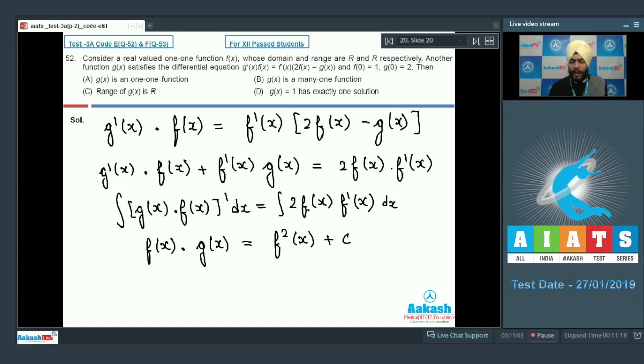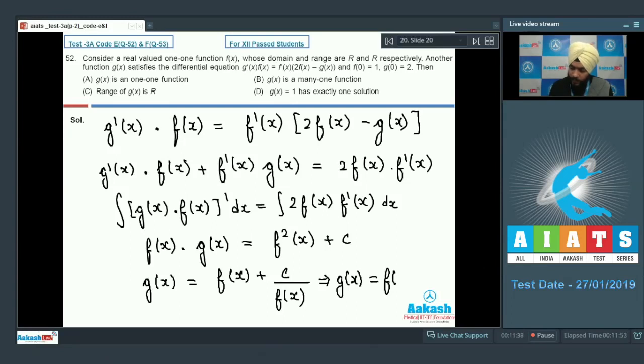Because if you put f(x) as t, f'(x) dx will be dt. So this will be the integral of 2t. So we have g(x) as (f square x plus c) upon f(x). We are given that at x equals 0, f(0) is 1 and g(0) is 2. So 2 is equal to 1 plus c, c comes out to be 1. So from here I can say that g(x) is f(x) plus 1 by f(x).